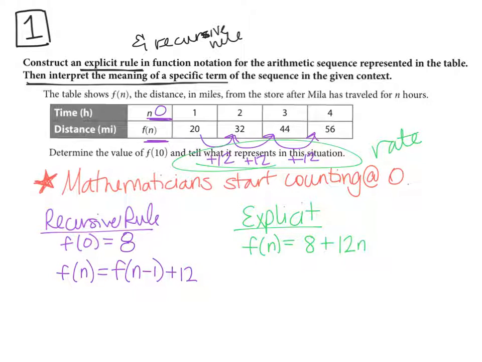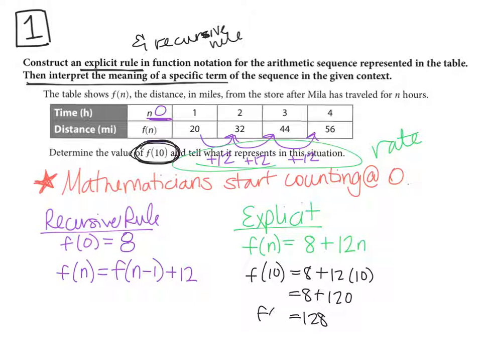All right. Now, to answer the final question, because we've written both of our rules now, they want us to interpret the meaning of f of 10. They want us to find the value and determine that. Well, obviously, the easiest place to find f of 10 is to use the explicit rule because you can plug in. If you use recursive, remember, you have to count up all the way from 0 to 10. So instead, we're going to use the explicit to find f of 10. 8 plus 12 times 10, and we're just plugging in here. So that's 8 plus 120, which is 128, f of 10.